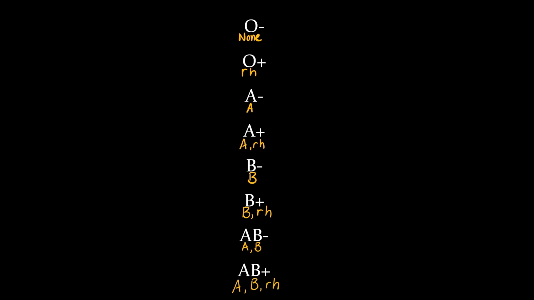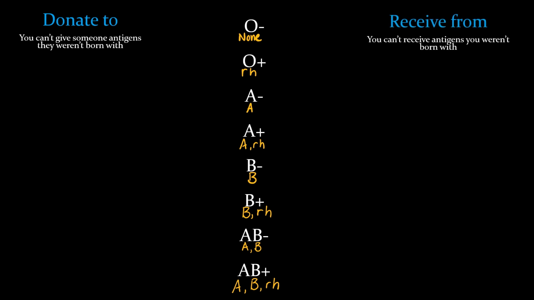Now, the reason we want to think about the antigens is because really with donate to and receive from, you don't have to think about anything except one single thing, which is for donate to, you can't give someone antigens they weren't born with. For receive from, you cannot receive antigens you weren't born with, because if you received antigens you weren't born with, your immune system would mount a defense against that foreign antigen and destroy it.